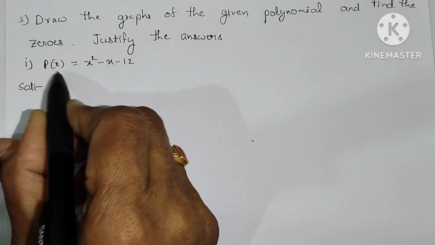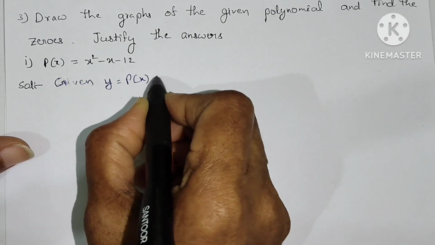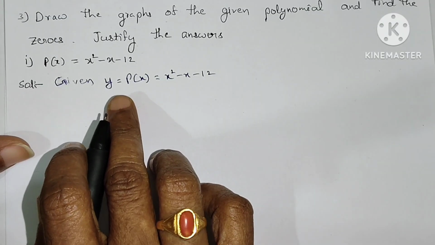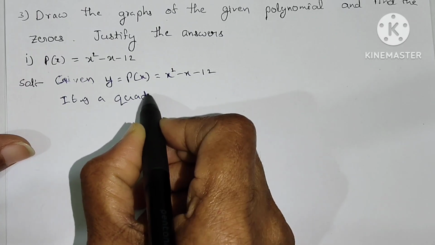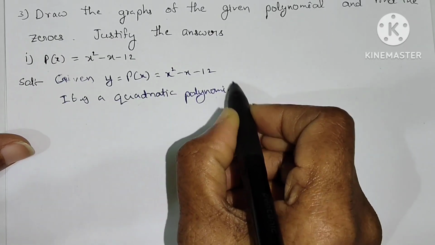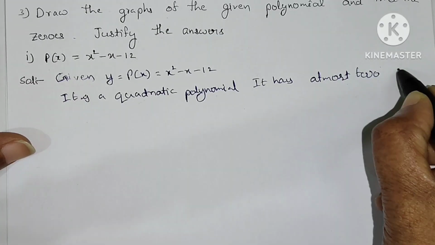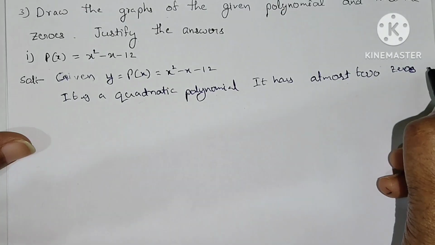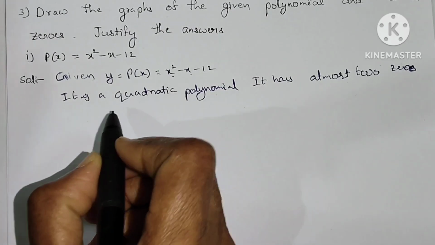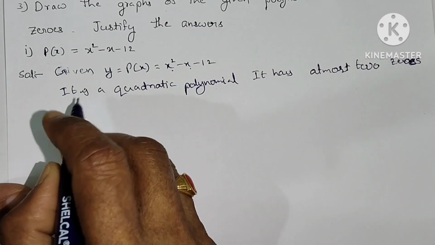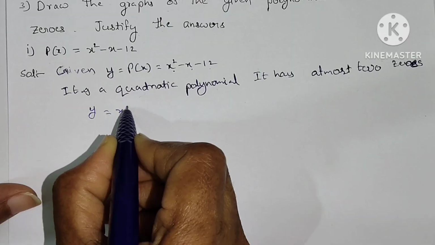So given polynomial, first one, y equal to p of x equal to x square minus x minus 12. This is a quadratic polynomial, so it has at most 2 zeros. So first y equal to x square minus x minus 12. Here in the x place we substitute different values. We take x equal to different values and find the y value.